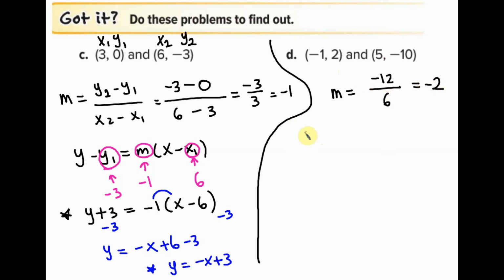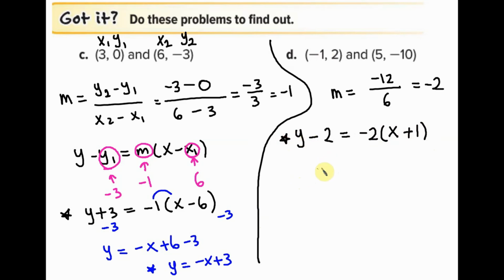To write point slope form, y minus y1, in this case, if I use the first point, it's going to be 2. That's equal to m, which was -2, times x minus -1, which means +1. This is your point slope form.